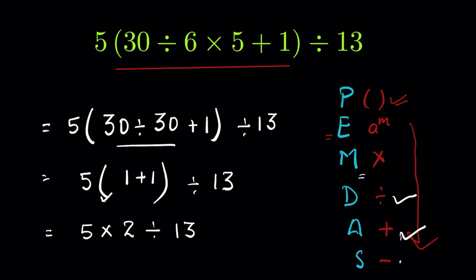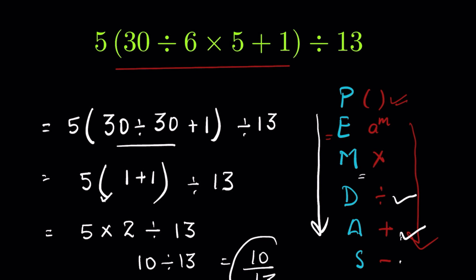Again multiplication is done first. 5 times 2 is 10. 10 divided by 13, so it is 10 upon 13. So if you just follow this order of operation, you will get 10 upon 13 as your answer.